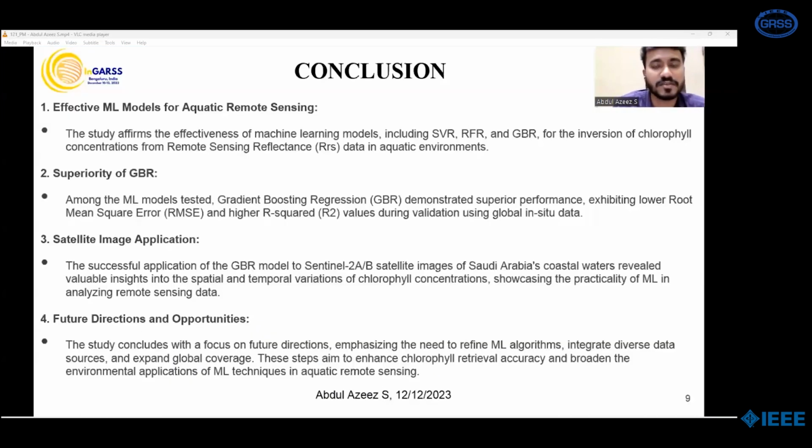Coming to the conclusion from the study, if we use effective machine learning models for aquatic remote sensing, we can study the long-term analysis of chlorophyll concentration, how it behaves with respect to the season, or whether there are any bloom patterns. So we can use these machine learning techniques such as SVR, RFR or GBR. In this study, we found that GBR performs well compared to other models. So we can use these machine learning techniques for future studies.